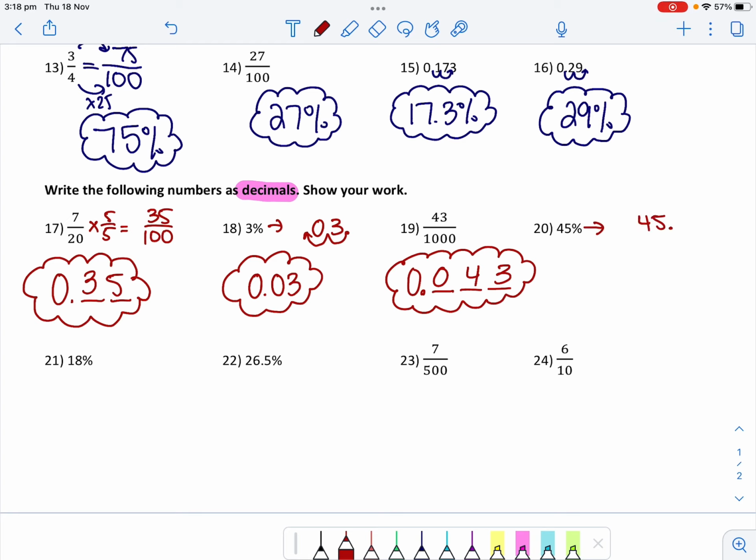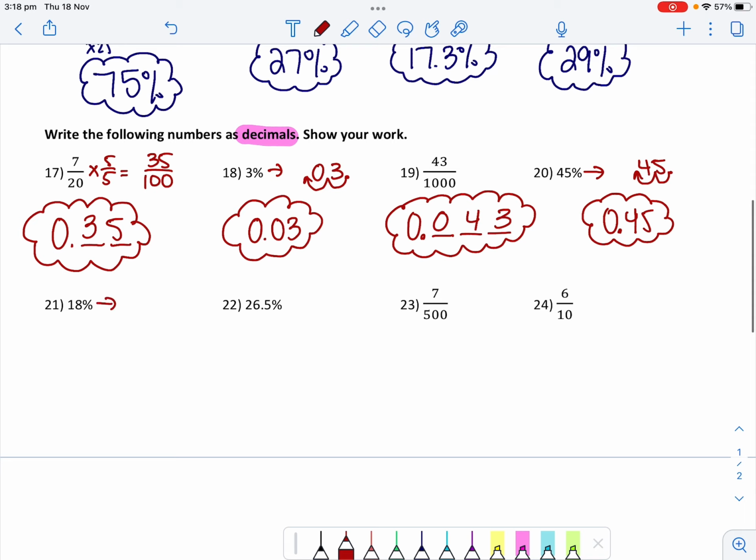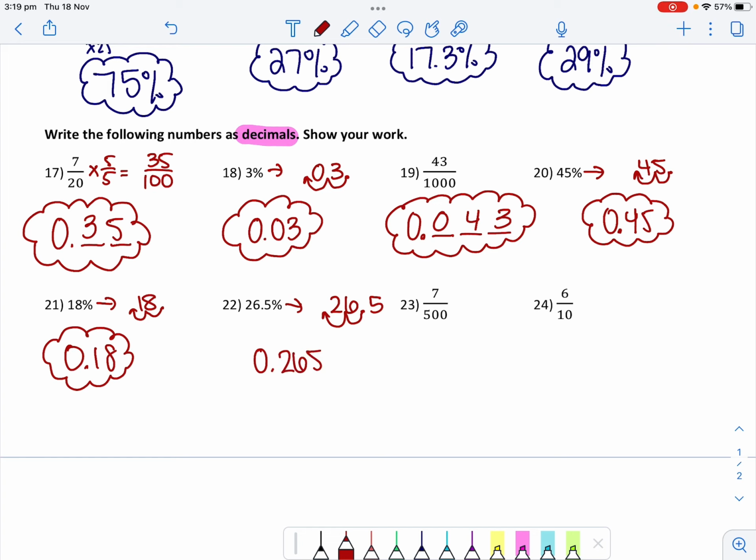For 45%, I'm going to take my decimal at the end and move it 2 places to the left, 1, 2, so 0.45. For 18%, same thing. I'm going to take my decimal 2 places to the left, so 0.18. 26.5%, same thing, 2 places to the left, 1, 2. So 0.265.